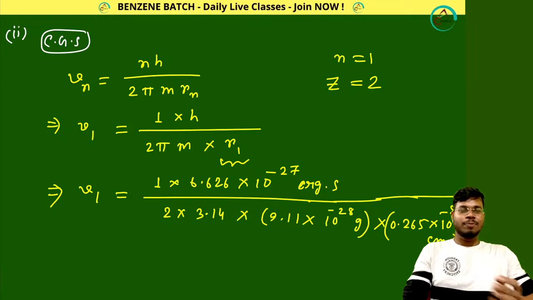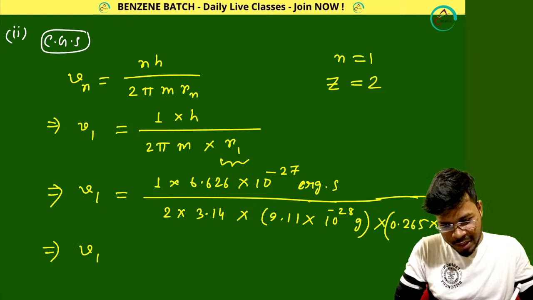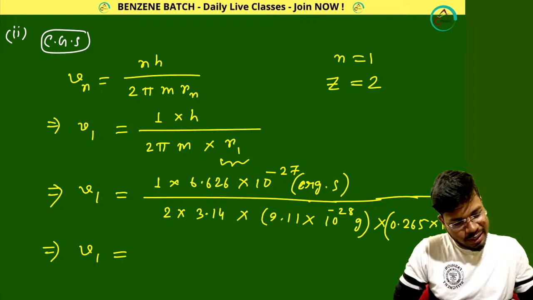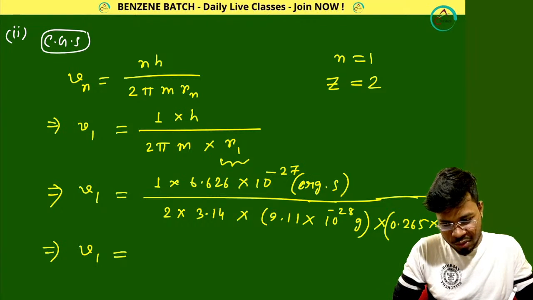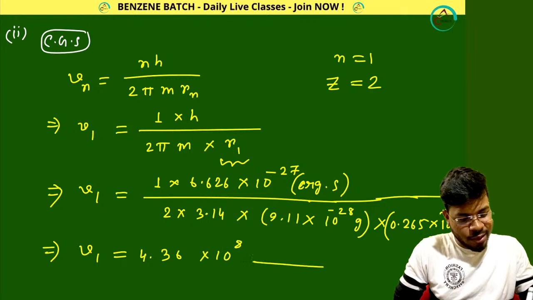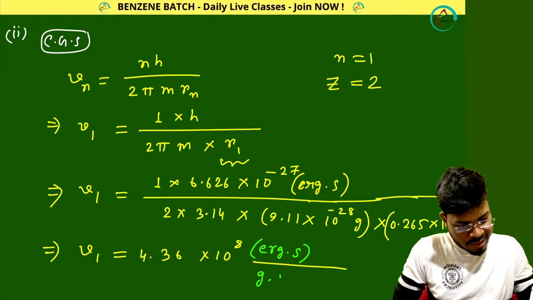Okay, I just put the value in CGS unit. If you calculate the values, what value will you be getting? V1 will be equal to, now try to understand, here you are getting erg second. The value that I am getting is 4.36 into 10 to the power 8. And what will be the unit? Again play with units. Erg second, and below gram centimeter.